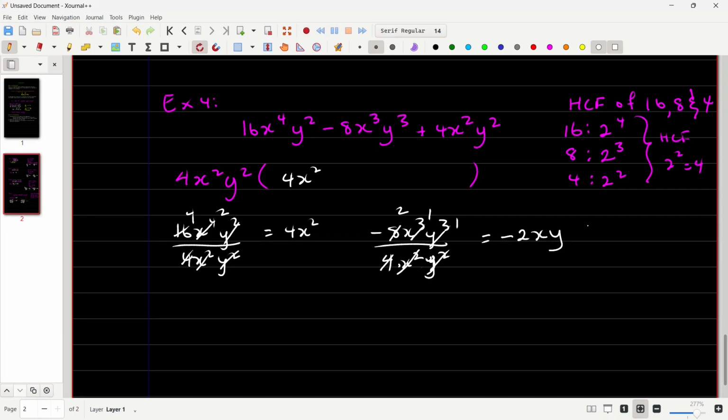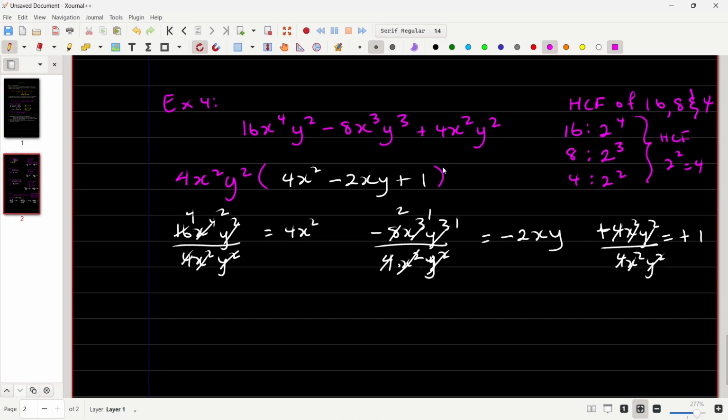Alright, then we do the final one, which is positive 4x squared y squared divided by 4x squared y squared. This cancels here, this cancels here, this cancels here, and we get a positive 1. So then we have negative 2xy, and then we have positive 1, and this is your answer.